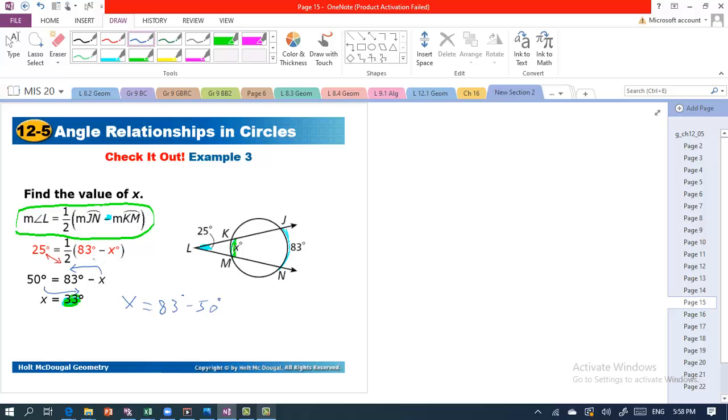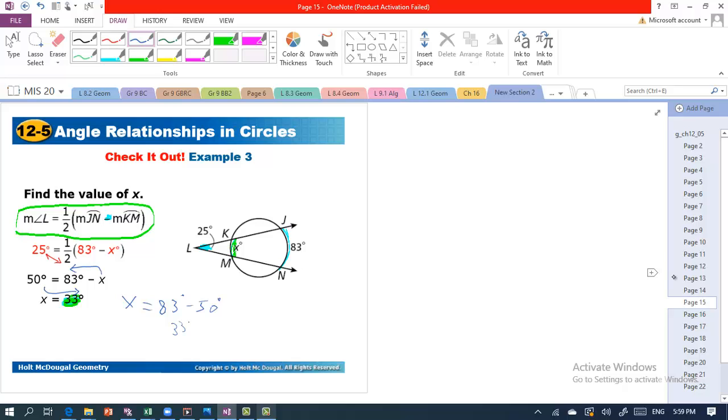And then we can take x to one side and 50 to the other side. 83 minus 50 is 33. And we can see that the measure of the arc x, or KM, is 33 degrees, as you can see here or here, the greenish, and I made them green color. So we can manipulate that to find the missing part, whether it is an arc or an angle. The important part is to implement the rule.